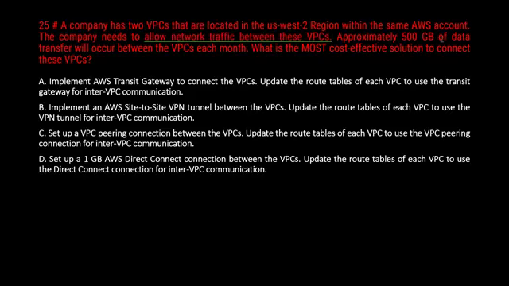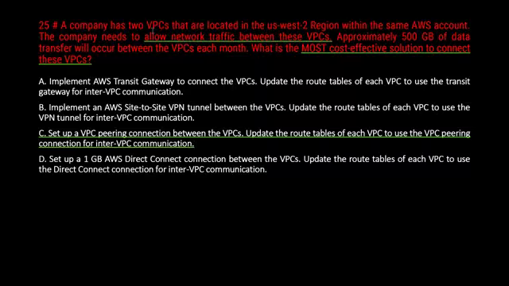Approximately 500 GB of data transfer will occur between VPCs each month. Which is the most cost-effective solution to connect these two VPCs? Okay, a tip here: whenever they ask you to connect two VPCs together, just go for VPC peering. You don't have to look at any other option. Wherever it says VPC peering, go for it.